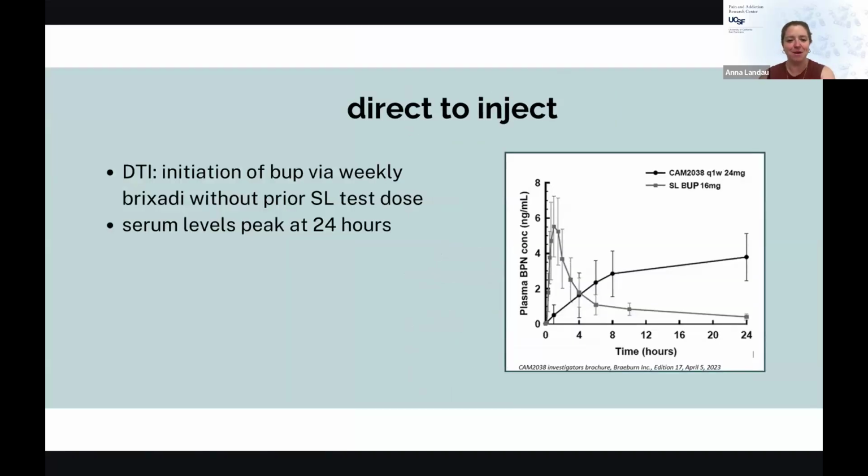This is the slide that Damian was showing before, comparing the reason why this works. In contrast to a sublingual dose of buprenorphine, where you have this sharp rise soon after administration, and that sharp rise reflects a sharp increase in buprenorphine that kicks fentanyl off the receptors, causing precipitated withdrawal, you have this more gradual increase.